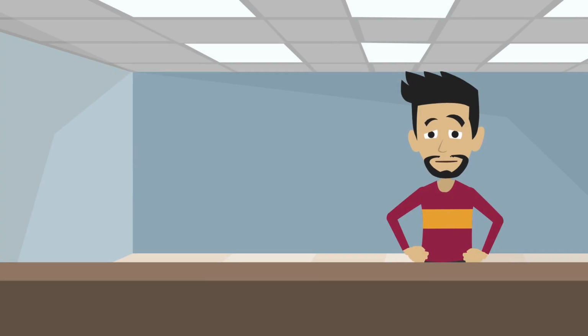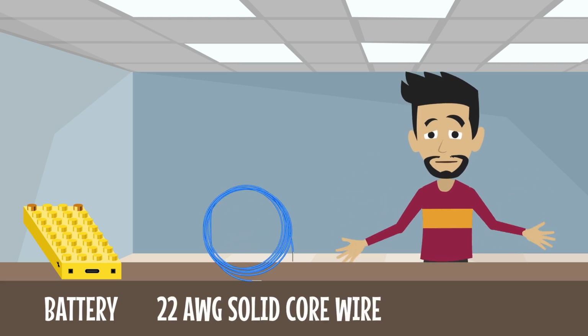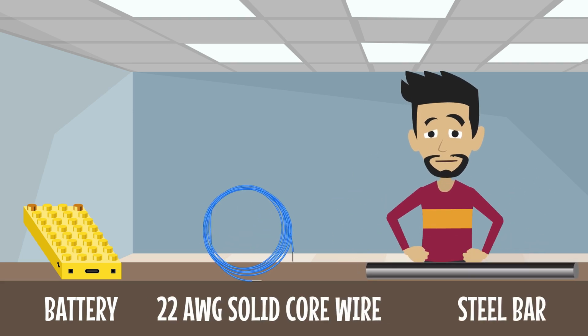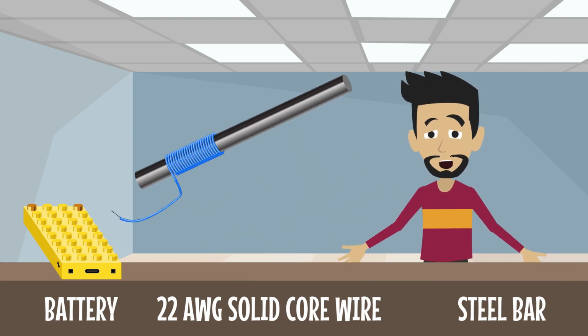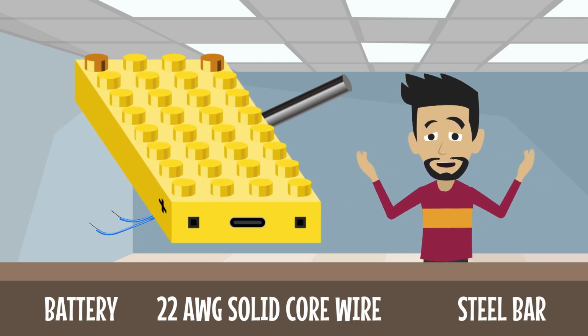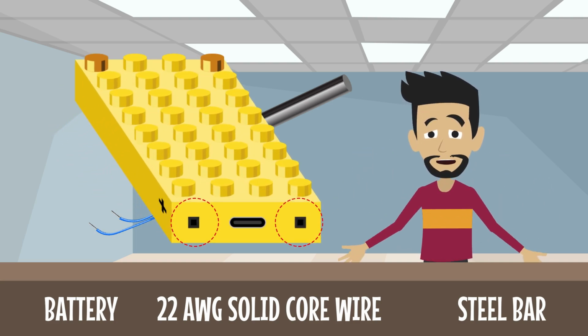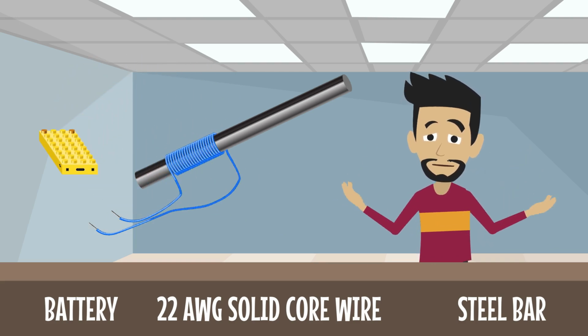We can build a crude electromagnet using the SparkBlocks battery, about 5 feet of 22 gauge solid core wire, and a steel rod. I'm going to very neatly wrap this wire around the rod and then plug it in. The pins are on the back of the battery for connecting to breadboards, and they accept a 22 gauge pin, so this wire is the perfect size.